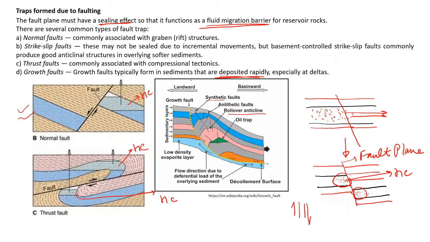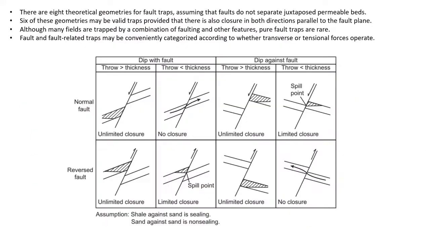So you can see several of these structural traps which are formed over here, and this will cause the formation of hydrocarbon or oil traps. So with the growth faults, there are several structures associated, not only the growth fault itself but the synthetic fault, antithetic fault, and rollover anticlines. All these structures lead to the formation of oil traps. And how is the growth fault formed? It is formed when there is a differential load of the overlying sediment. It is being deposited very rapidly and then it slips due to its load. This is called the growth fault.